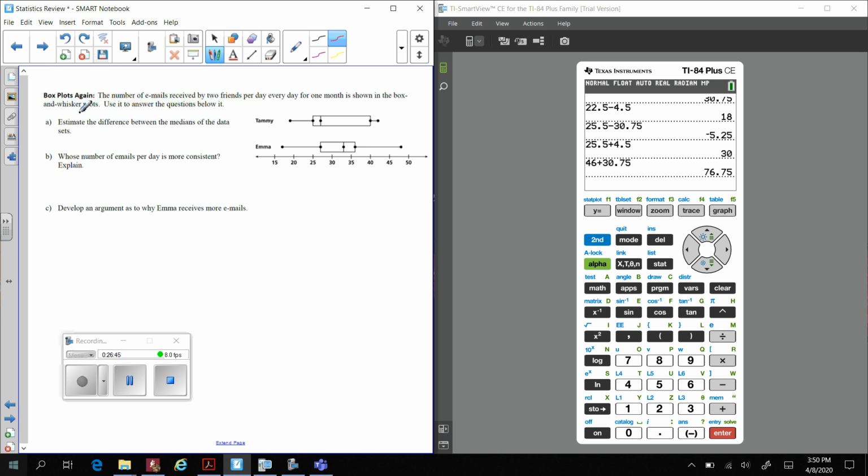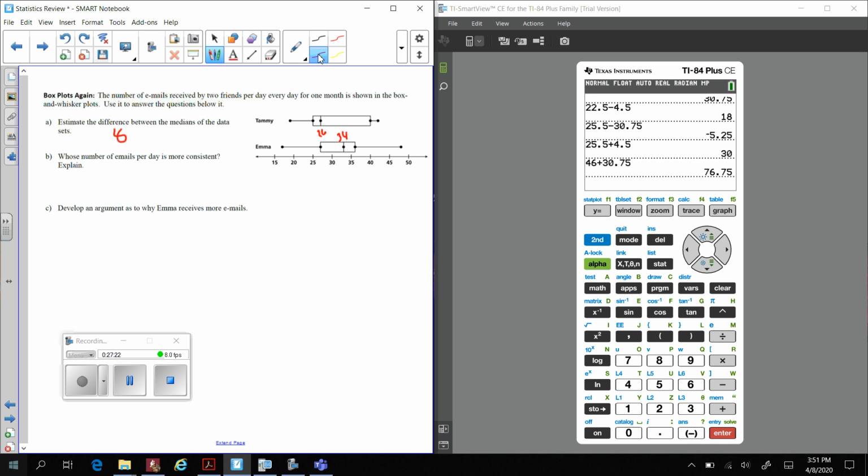Looking at box plots again, estimating, we need to look at 2 different plots to make some decisions. What's the difference between the medians here? Well, what do you think the median is for Tammy? I would say 26 versus Emma, who has about, what is that, 34? So what is the difference between the medians? I would say 8.